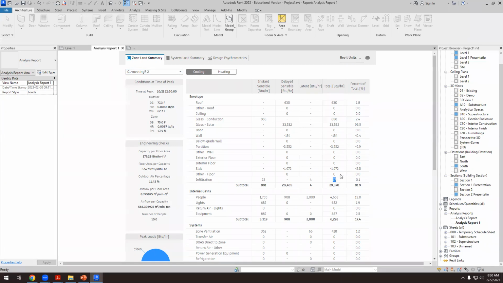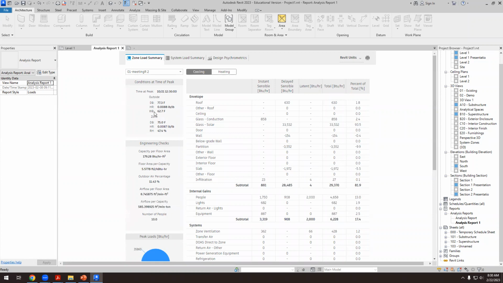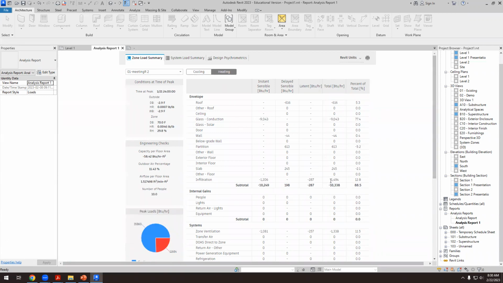In infiltration, in summer, in cooling, it's very low, it's 27. In heating, it should be higher. Infiltration means that the outdoor air is entering the building without any control. In summer, in these conditions, the dry bulb was 77, which is not far from the comfort temperature. That's why the infiltration load is not that relevant in summer, but in winter the infiltration load is quite high.